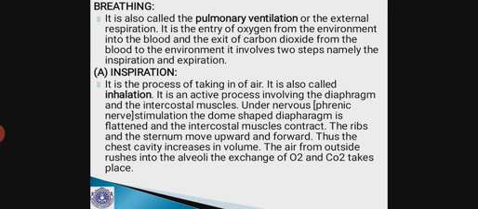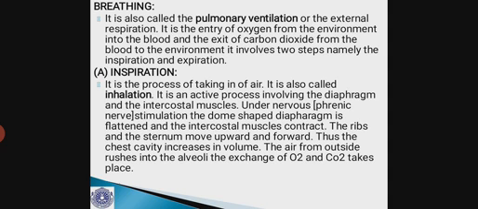Coming to the detailed mechanism of breathing, it is also called pulmonary ventilation, as I said, or external respiration. It is the entry of oxygen from the environment into the blood and the exit of carbon dioxide from the blood to the environment, and it involves two steps, namely inspiration and expiration.